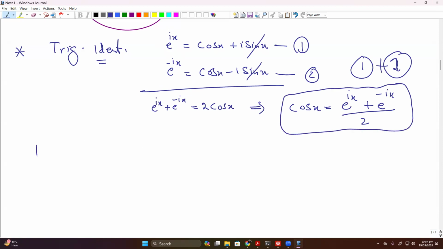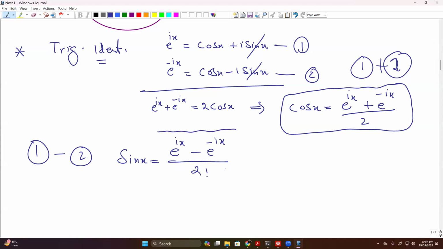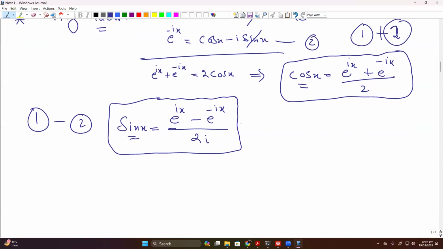And similarly, if I subtract 1 from 2, in a similar fashion, I would get e to the ix minus e to the minus ix divided by 2 iota. And this would be my expression for sine x, this is iota, and this is for cos x. So these are the representations of sine and cos in terms of these Euler functions. They'll help us later in some calculations. So just note these equations. For example, this is A, and this one is, let's suppose, B.